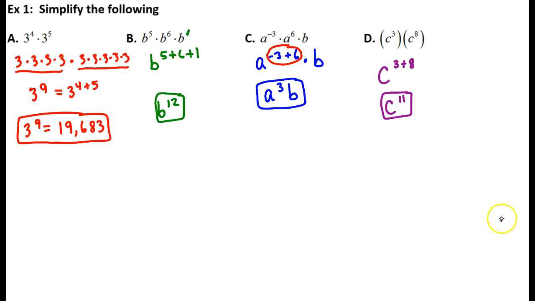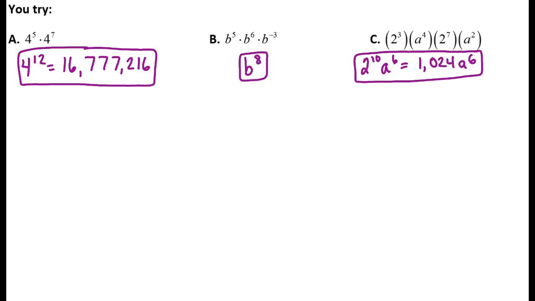What I'd like you to do now is pause the video and try the next 3 U-tries on your own. When you've completed the problems, go ahead and unpause the video and check the answer. If you worked out the 3 U-tries, for A, you should have gotten 4 to the 12th power, which is 16,777,216. For B, you should have gotten b to the 8th power. And for C, you should have gotten 2 to the 10th power multiplied with a to the 6th, which simplifies to 1,024 a to the 6th power.